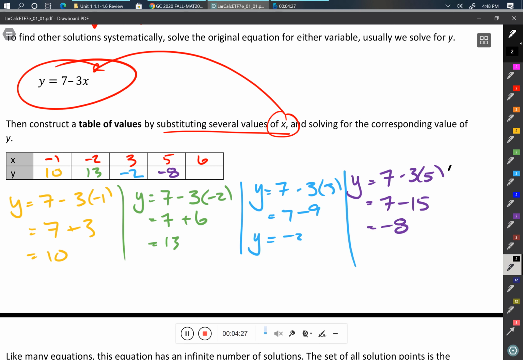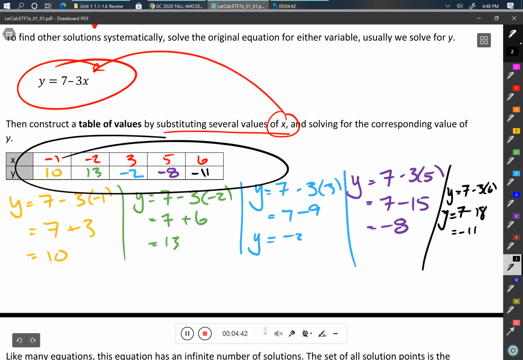Last one, 6. Let's see, I've got y is equal to 7 minus 3 times 6. Y is equal to 7 minus, is that 18? Y is equal to negative 11. And so then I've found all of these values, which each of those ordered pairs represents a solution point for our equation.